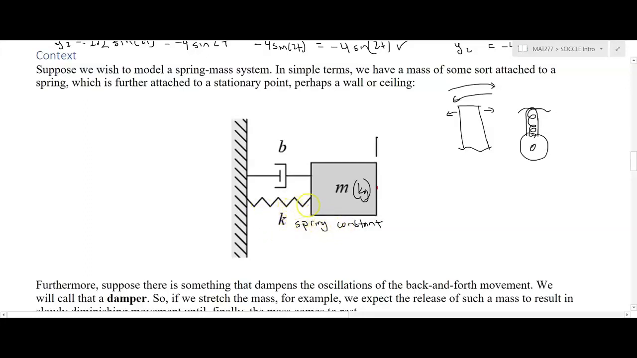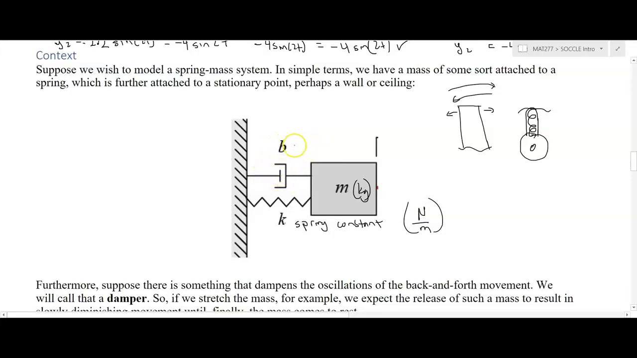So a stiffer spring, like one in the car, is going to have a higher k than, say, the spring in your mechanical pencil. That's going to be a very low value of k. This is measured in newtons per meter. So basically it's the amount of force that is applied for every meter of displacement, and that is assumed to be constant. And then we also have this thing called b, and you might be wondering what this is.